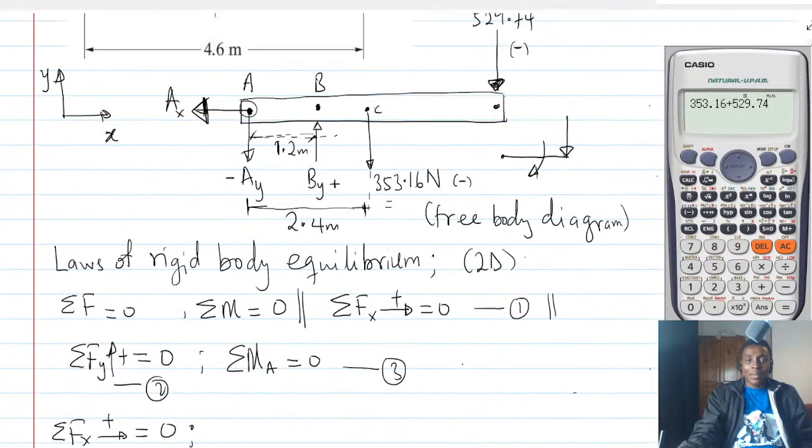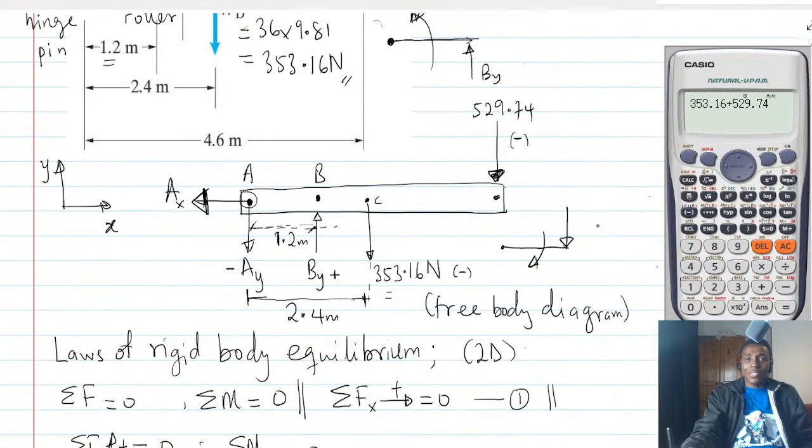Now let's look at something here. The last force to deal with is 529.74. Okay. So this 529.74 is creating a moment which will send the bar in this direction. Is that right? Imagine that you have a rod here. If you apply the force, it's going to push it down, which will rotate it in that sense.